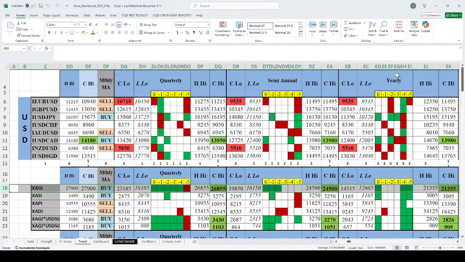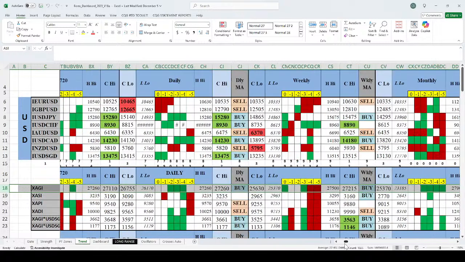See, for instance, dollar yen is trading above the previous year high, and dollar CAD is trading above the previous year high, and New Zealand is trading below the previous year low. See how fantastic the system is. Just 1 minute, it will tell you the information you need for your trading. So this is all the time frames.